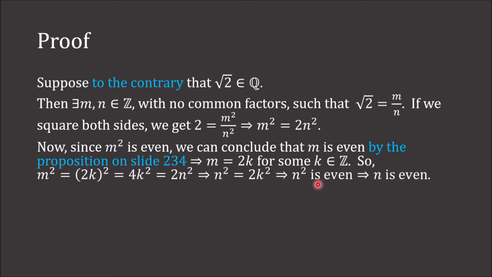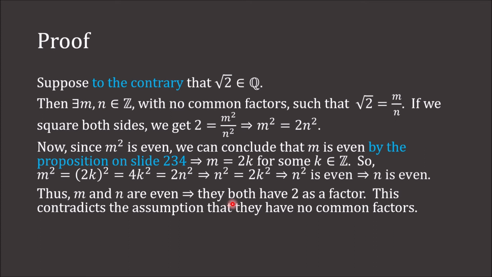But this means that n squared is even. So again, by that proposition, n is even. Thus, m and n are both even, which means they both have 2 as a factor. However, we assumed that they had no common factors, so it contradicts that assumption. Therefore, this assumption is incorrect, and the square root of 2 is irrational.